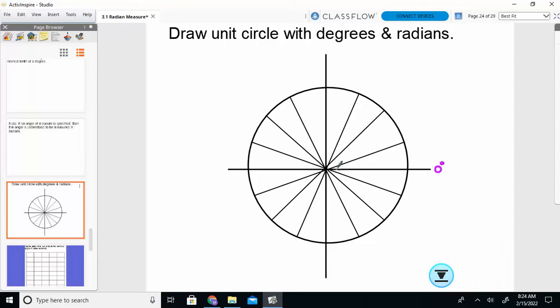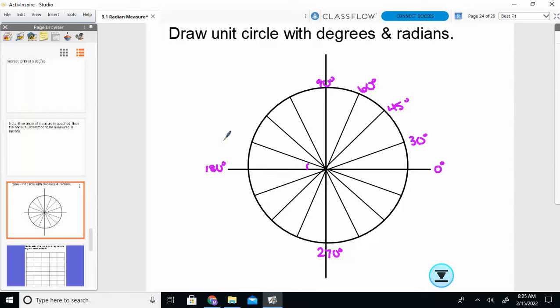So this would be 0 degrees. What would this line represent? 90. This would be 180, and this would be 270. And what do you think these other three represent? 30, 45, 60. Those common angles that we were doing on our hand. Okay, so over here, this is like my reference angle. So this would be a reference angle of 30.